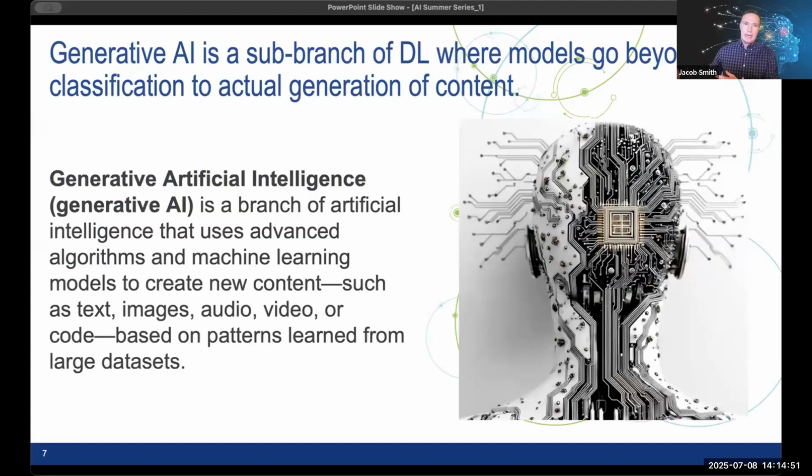Generative AI is a sub-branch of deep learning, like we discussed already, where the models go beyond classification to actually generating content. So they're using advanced algorithms and models to create this content. And these days, the frontier models are capable of generating text, images, audio, video, code, there's many more, any type of data you can think of. You could, if you had enough of it, think of being able to take that data and turn it into some form of generative model. So these models create data based on the patterns they learn from their large data sets.